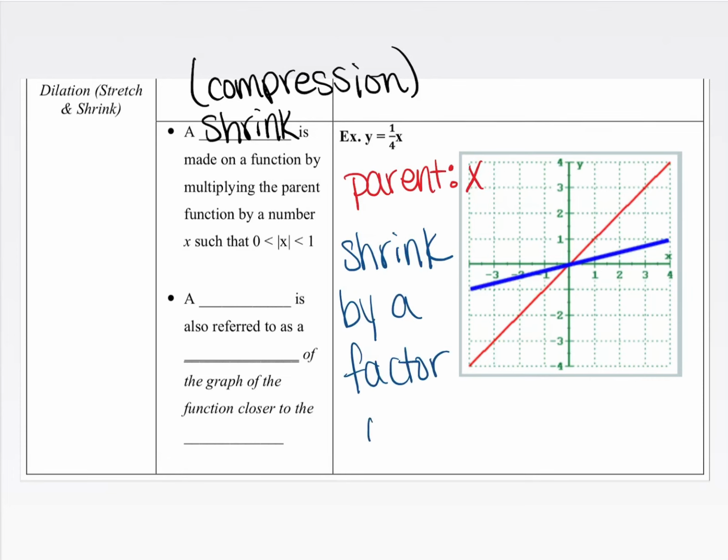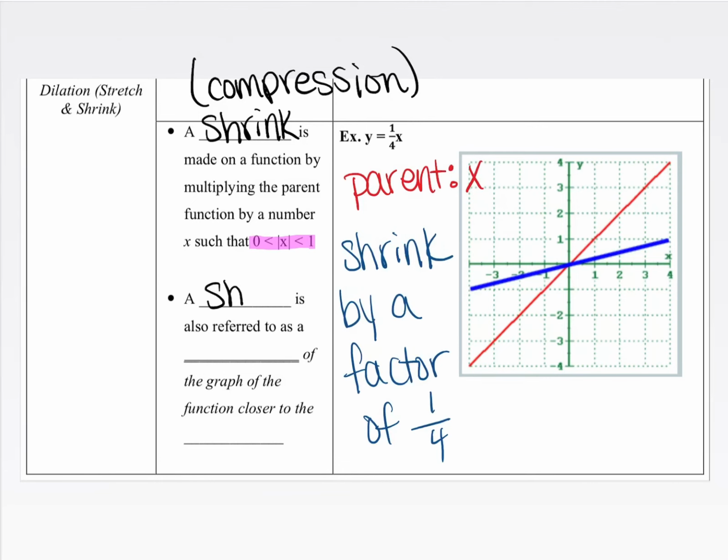Here we are multiplying by a fraction, but the fraction has to be between 0 and 1. So oftentimes students see the number maybe like 3/2, and they're like, oh, it's shrinking because it's a fraction. But 3/2 is actually greater than 1. So we want a fraction that's in between 0 and 1.